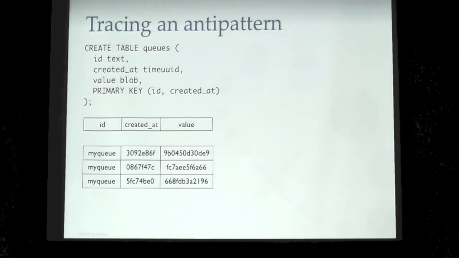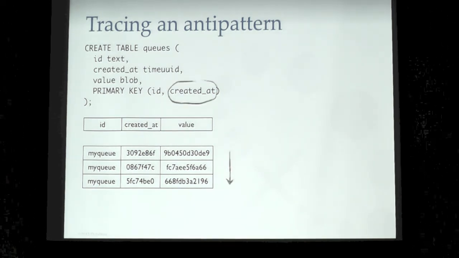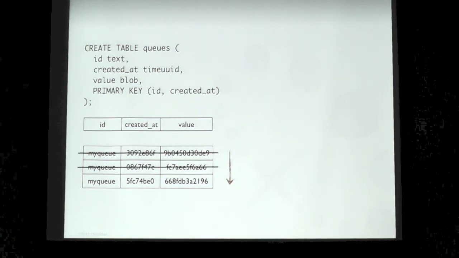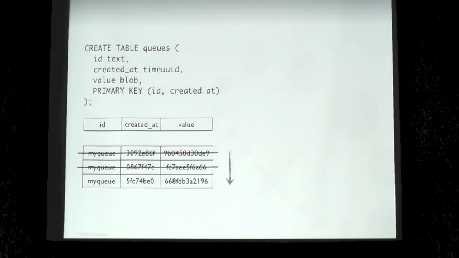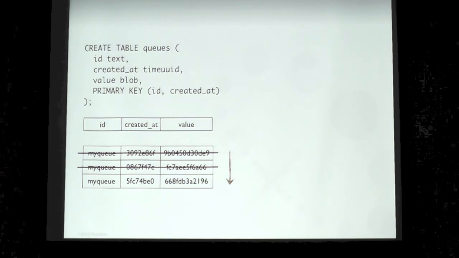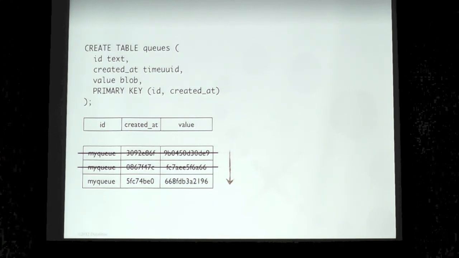But it actually doesn't work great. Here's where we're doing the clustering. We're clustering on the created_at column. But what happens is, as I pull items off of the queue, when you do a delete in Cassandra, the disk space isn't reclaimed instantly. We have to write a tombstone and keep that tombstone around so we can make sure that every replica in the cluster knows that the row is deleted.